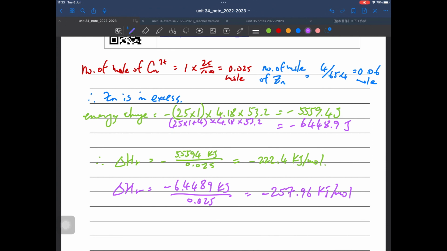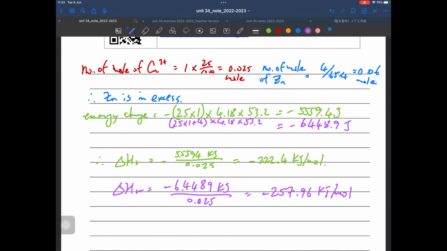With this answer, you will see why there are two calculation steps, the green one and the purple one. Now, it depends on you how you interpret the total mass. For the green one, I only consider the mass of the solution only. It's 25 grams. But if you consider there are 4 grams of zinc, then you will get the purple one. Of course, in the exam, both of them are accepted.